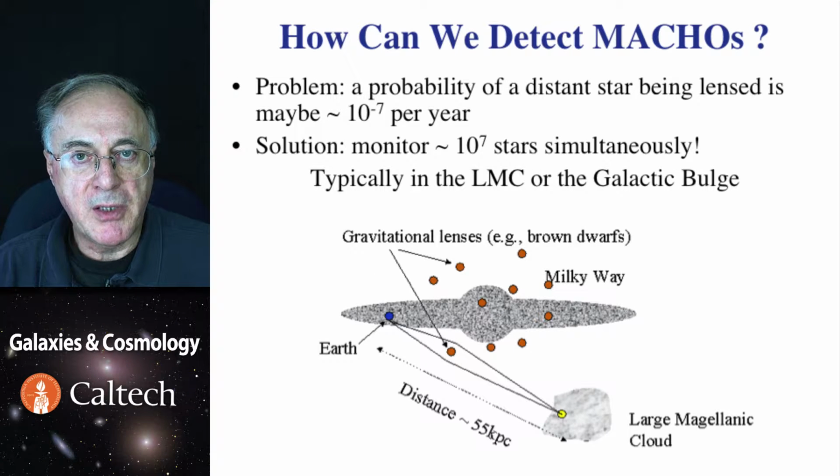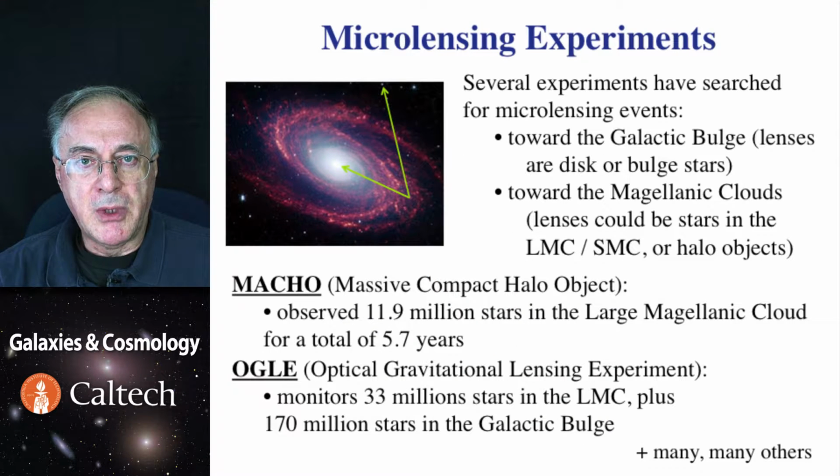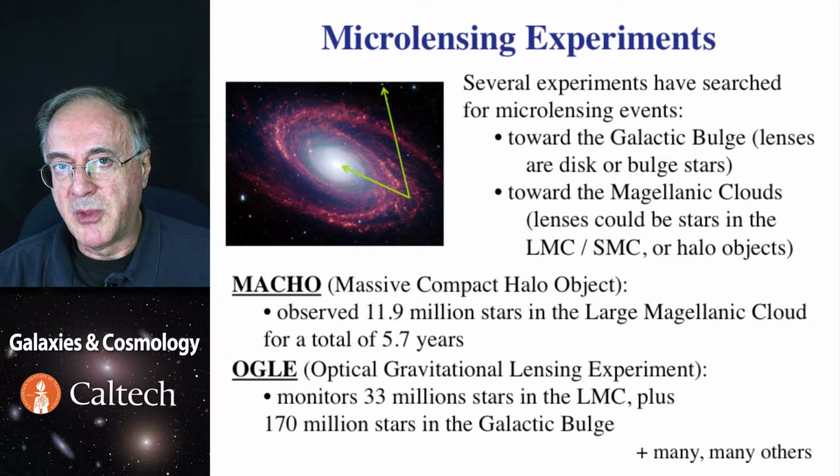Another possible direction is towards the galactic bulge, where a large number of galactic stars will be seen. So MACHO and OGLE were just the two experiments that started the whole thing. MACHO monitored almost 12 million stars for several years, and OGLE continues to monitor about 33 million stars. Many others have been started since then, and now this is a really well-established field.